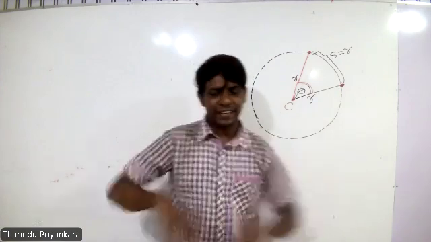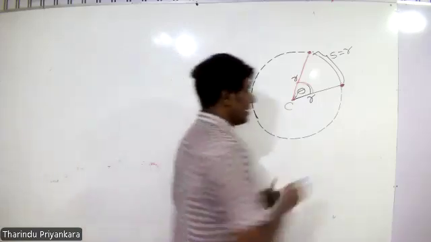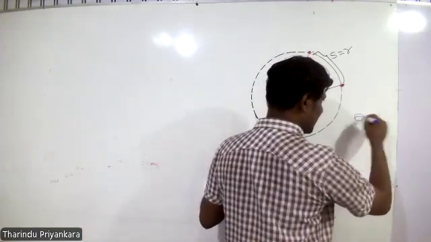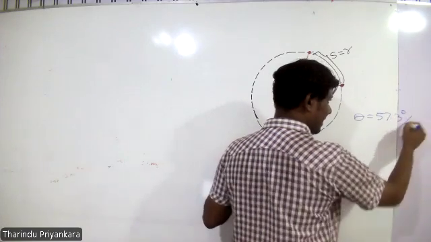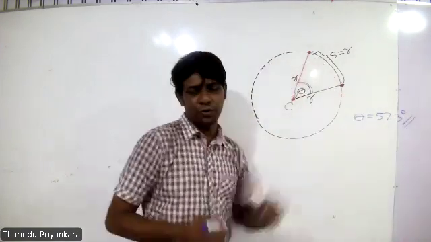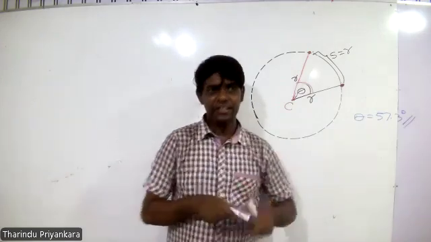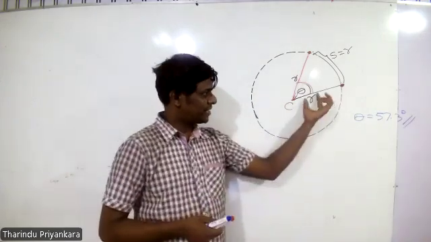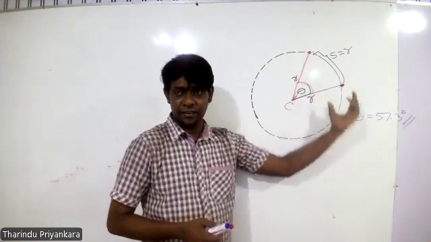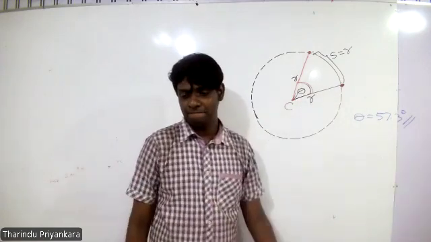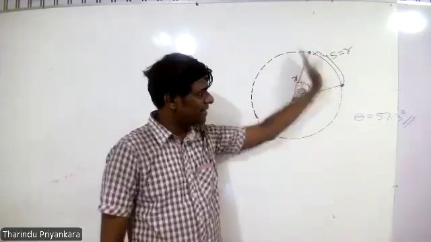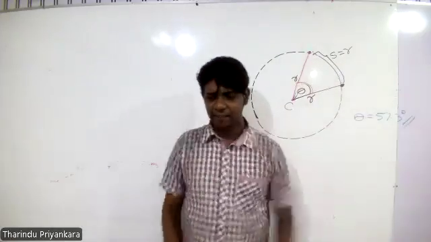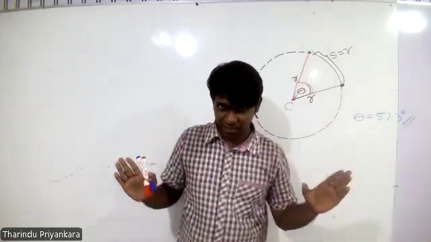Clear. That angle theta will always be 57.33 for any radius you make. Any radius you make, that means it's 5 centimeter, 10 centimeter, 100 centimeter, million kilometer. Nothing does matter. It will be the same. That means it is a universal constant.